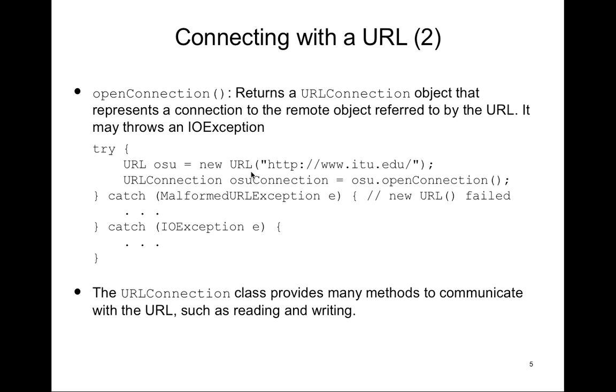And here's the example where we have the URL. OSU is the name of the object, equal to new URL, and here's the URL. Then URLConnection, so it's a new connection object called a URLConnection. The connection itself, OSUConnection, is going to be equal to, well, here's the connection, open the connection. Now we've actually established a connection.